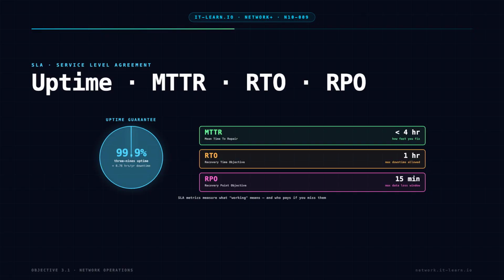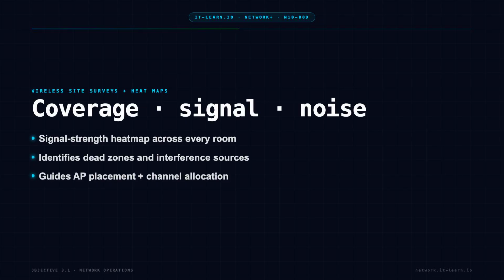Wireless surveys and heat maps document wireless coverage in a facility. They show signal strength, noise levels, channel utilization, and areas of poor coverage or excessive interference. Now let's discuss organizational processes.